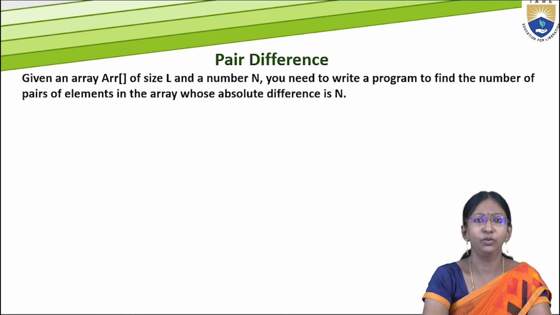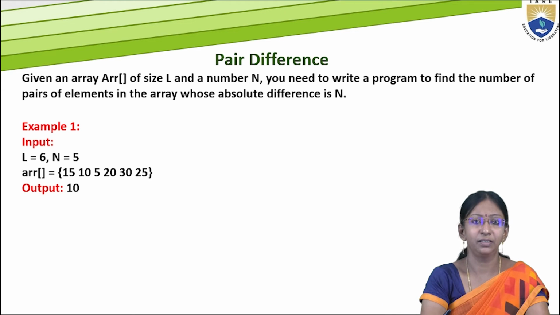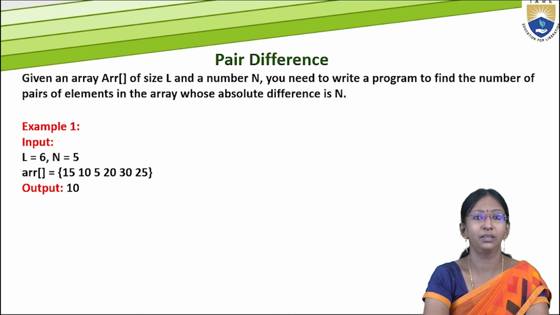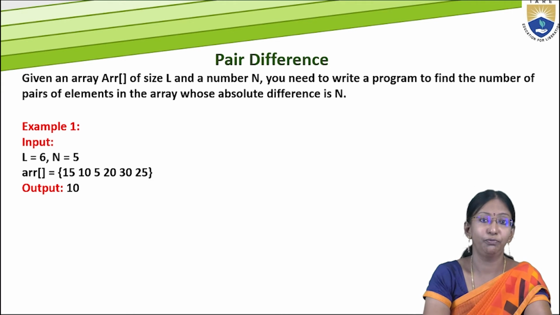So let me explain this with a small example. Have a look at this one. The length of the list they have given is 6 and the N value is 5. As they have said it is 6, we have taken 6 elements: 15, 10, 5, 20, 30 and 25. Then the difference they are asking is 5. That is, the N value is 5.